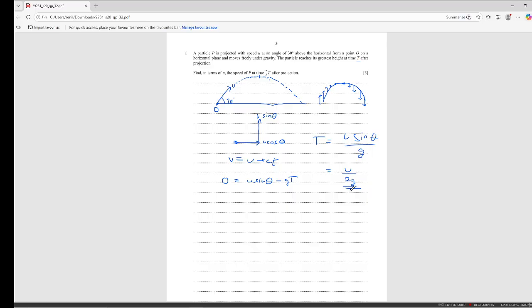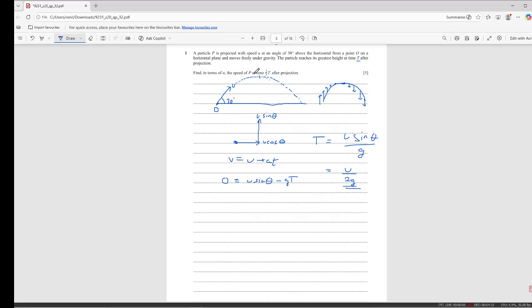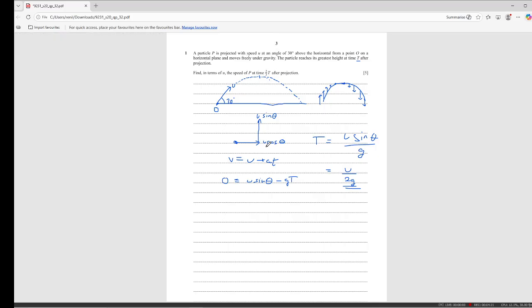So now that we have u by 2g, next we're going to try finding the speed of P at time 2/3 t. So at 2/3 t, it will be 2/3 times t. t is u by 2g. We can cancel this out, and we'll be getting u by 3g, which is equal to 2/3 t. Nothing too confusing as of now.